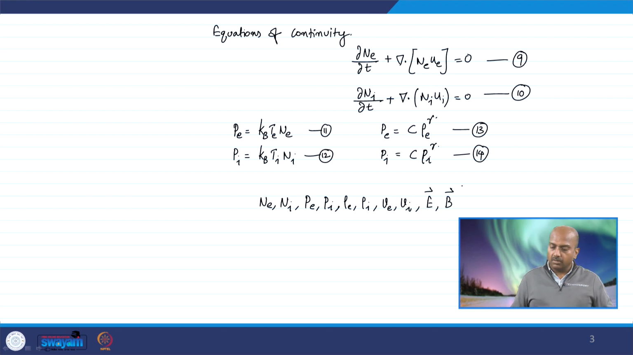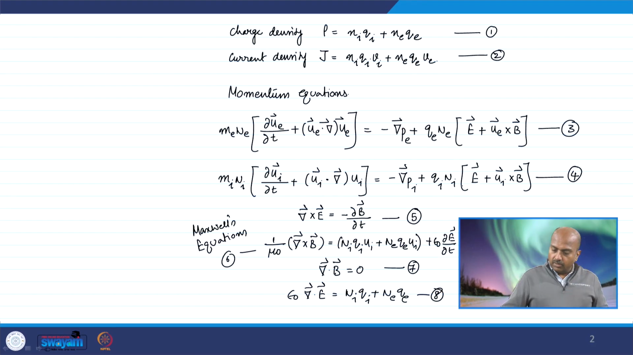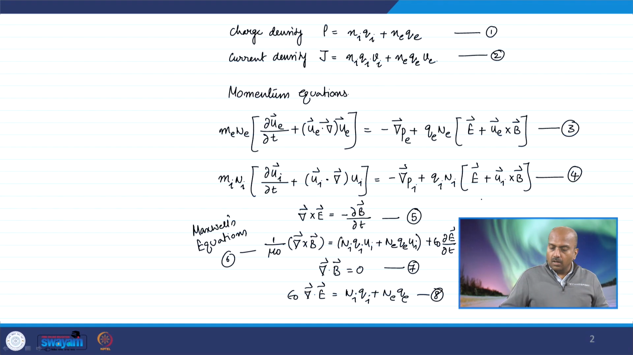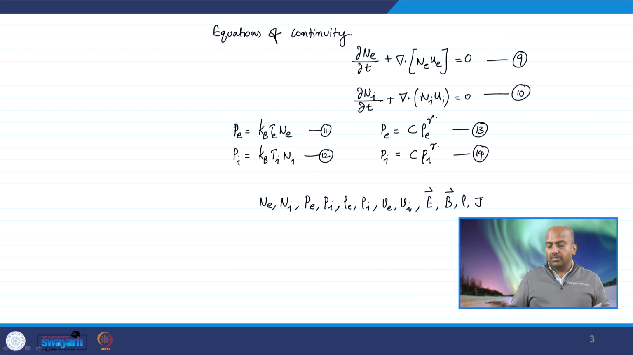Anything else that we missed? Look at the equations. Yeah, the charge density, of course. Then you have the charge density, current density. Yeah. So, all the variables are listed here.